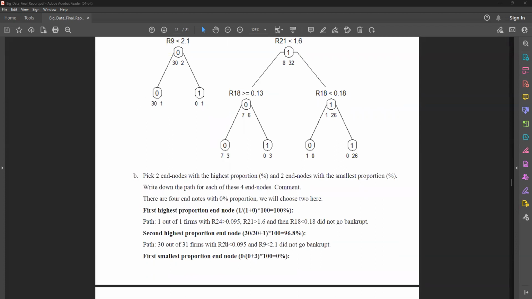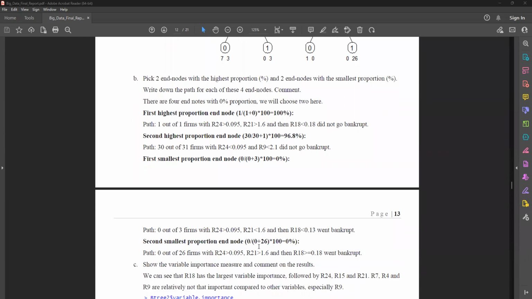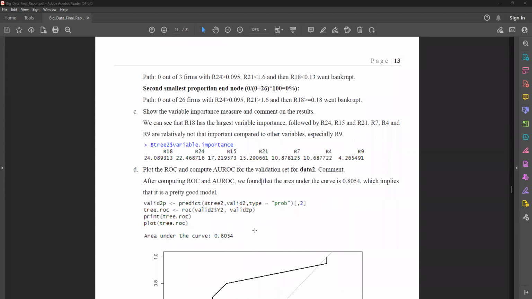And for the smallest proportion endnode, there are actually 3 endnodes with 0%, which is this one, and then this one. Moving on to the variable importance measures, we can see that R18 has the largest variable importance, followed by R24, R15, and R21. R7, R4, and R9 are relatively not that important compared to other variables, especially R9, with only 4.3 variable importance.